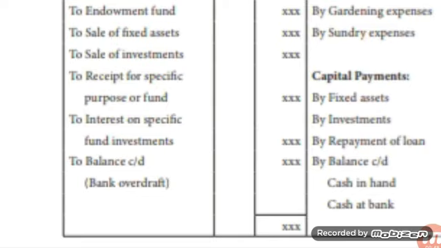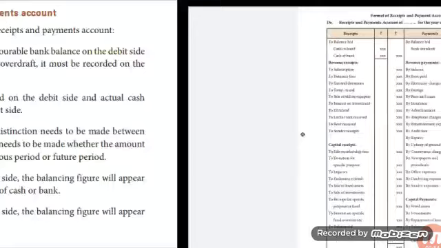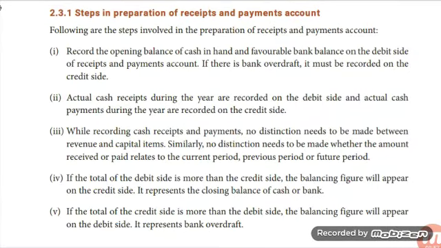Okay, children. Now all of you understood this. How can we solve it? First, record the opening balance of cash in hand and cash at bank. A favorable bank balance is recorded on the debit side. If there is any unfavorable bank balance, that means bank overdraft, that must be recorded on the credit side.